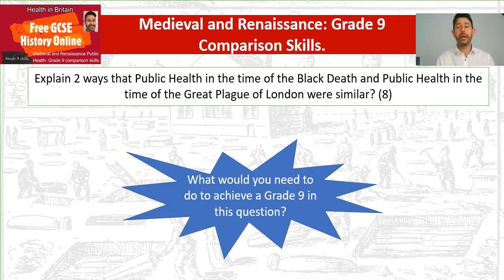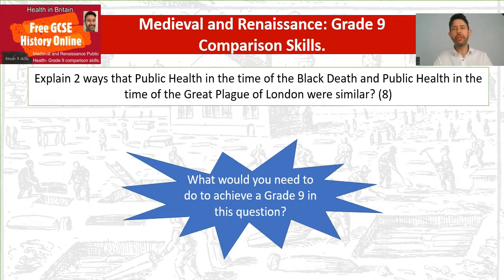One of the skills AQA would like you to do is be able to compare 2 time periods. So you're going to get a question in your AQA exam that starts off with explain 2 ways, and it's going to be asking you about similarities. You can prepare for this question. You can prepare comparing all the different time periods about surgery, public health, and treatment. You can plan an answer and pretty much be prepared for anything that comes up. So here is one I'm going to go through with you.